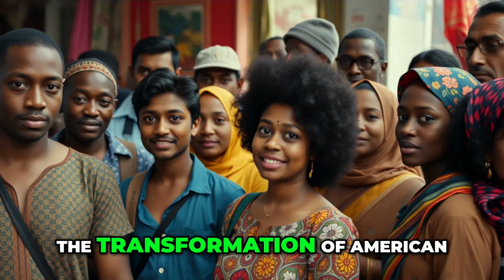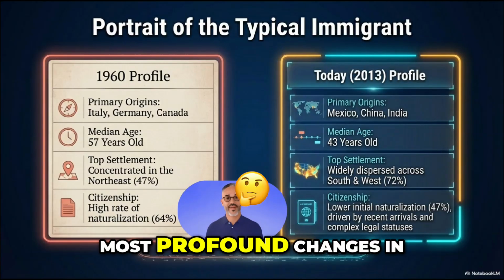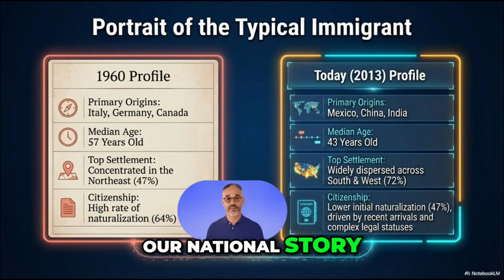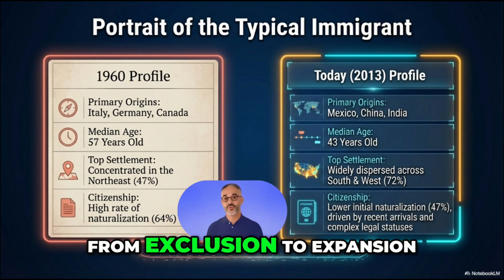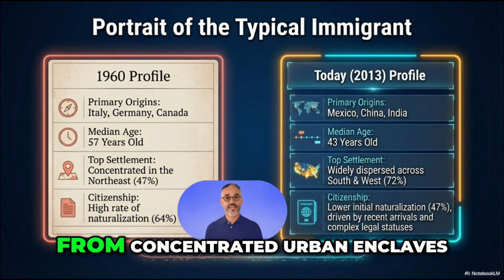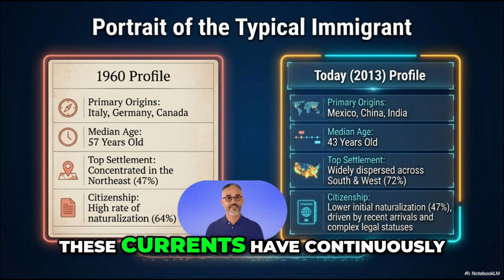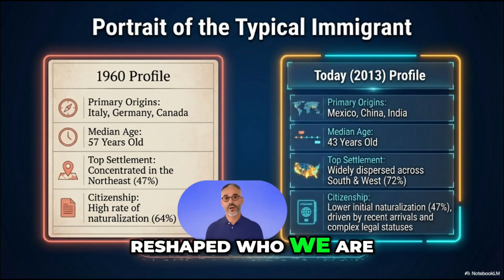The transformation of American demographics through immigration represents one of the most profound changes in our national story. From exclusion to expansion, from European dominance to global diversity, from concentrated urban enclaves to nationwide dispersal, these currents have continuously reshaped who we are.